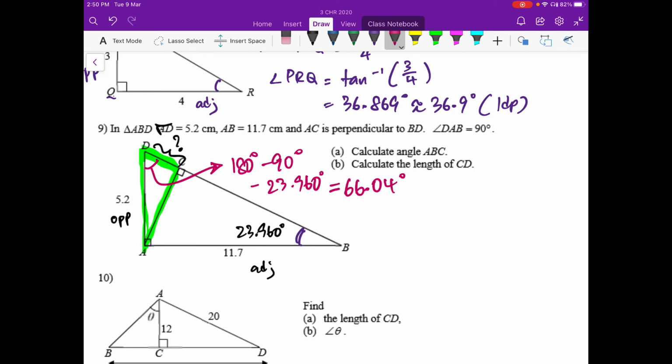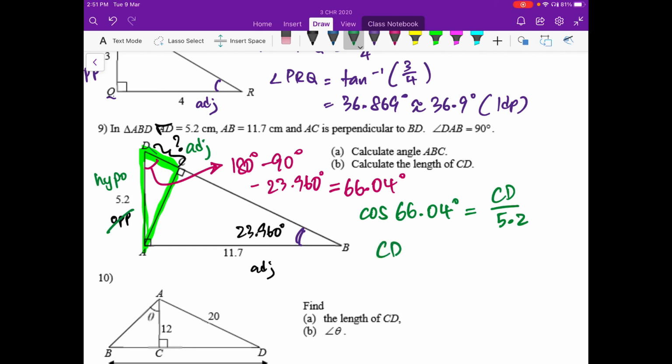This one side is known now as the hypotenuse for this green triangle. And this portion, CD, which is what we want to find, is known now as the adjacent. So hypotenuse and adjacent, we use cosine. So cosine of the angle 66.04 is adjacent, which is CD, over hypotenuse 5.2. So one final step, CD equals 5.2 cosine 66.04, which is 2.1117. So 3 SF, 2.11 cm.